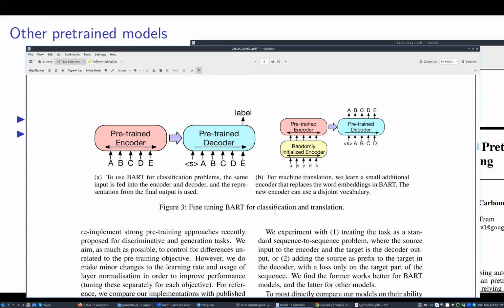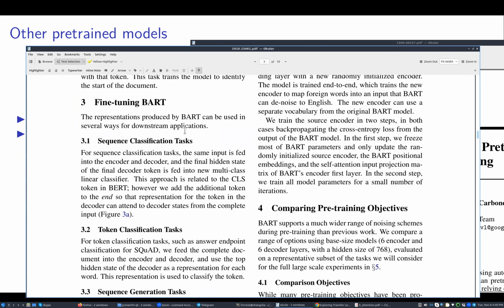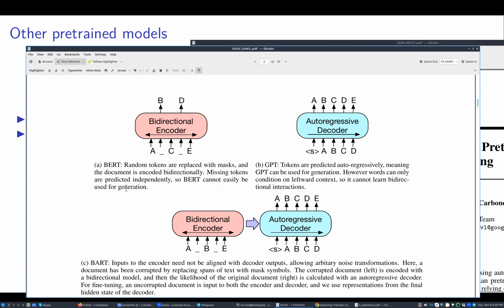And then how do you use the BART model for both generative and discriminative tasks? Here it shows, for example, if you want to use it for a classification problem, you feed the same input to the encoder and decoder, and you want the representation in the final output to be used as a joint representation of all the tokens in the input. And of course, you can naturally use it to do generation tasks because it's autoregressive. So you can see why BART is better than BERT, because it can do both discriminative tasks and generative tasks, while BERT can only do the first. It combines the power of both the discriminative model invented in BERT and the generative approach invented in GPT. All right, so this is BART.